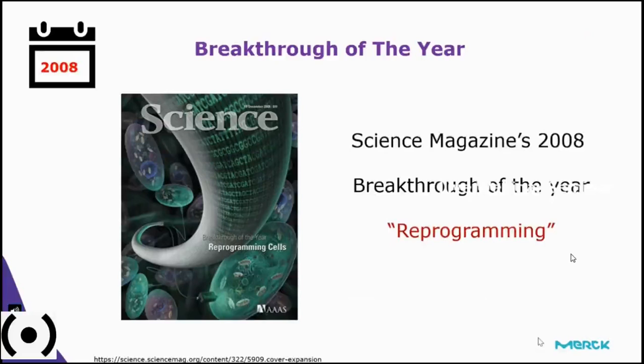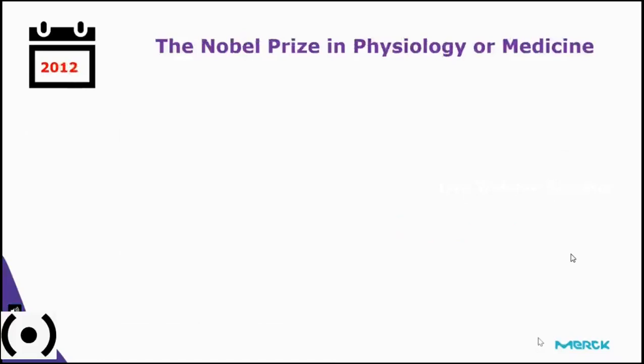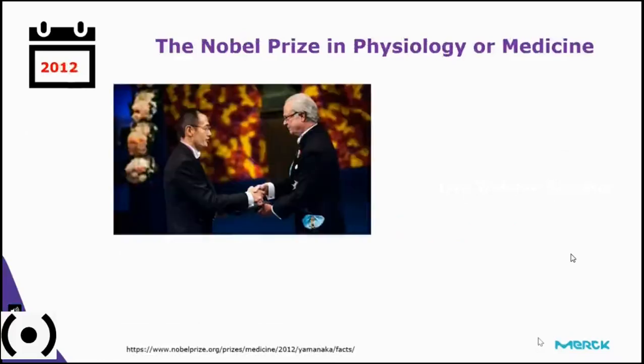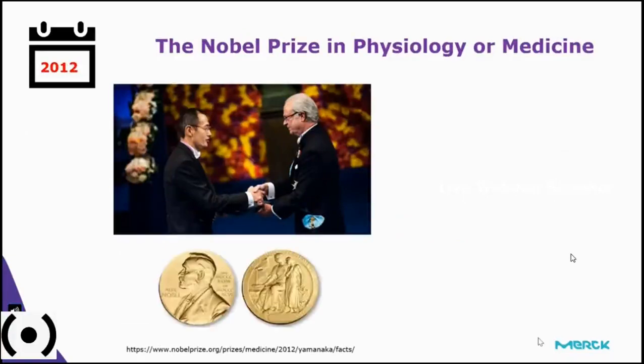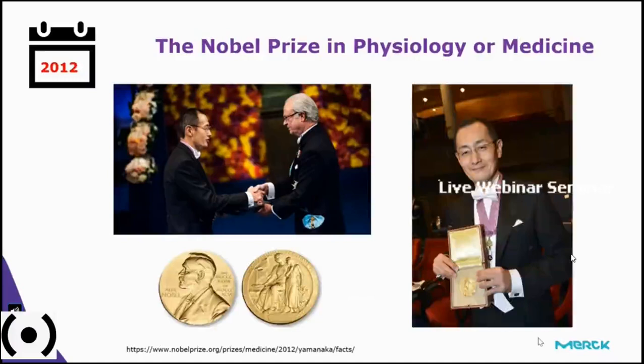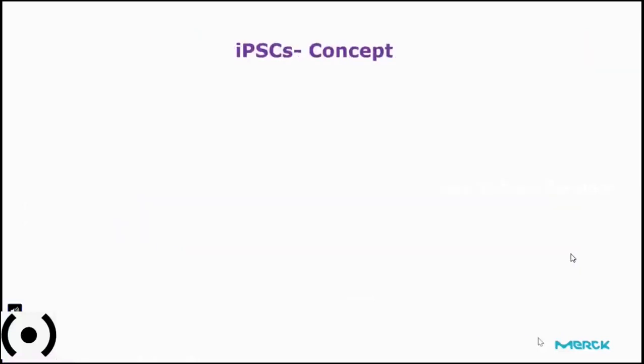Isn't it very interesting? And it's really a major breakthrough, right? And because of this fantastic work, in 2012 Yamanaka was awarded the Nobel Prize, which is the biggest and most prestigious award in science. So these are a few images of Yamanaka receiving the Nobel Prize in Physiology and Medicine in 2012. So this is how the iPSC concept came into existence.